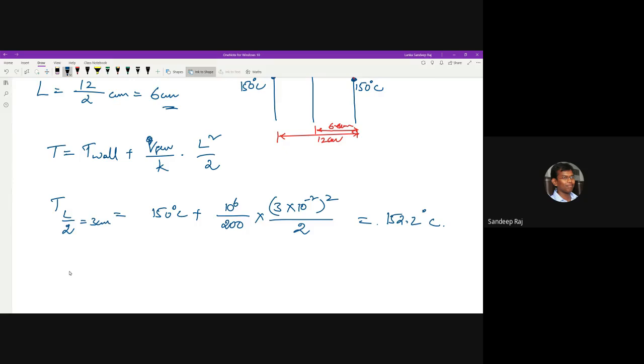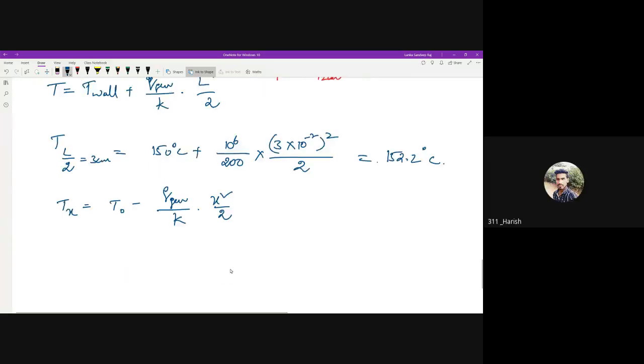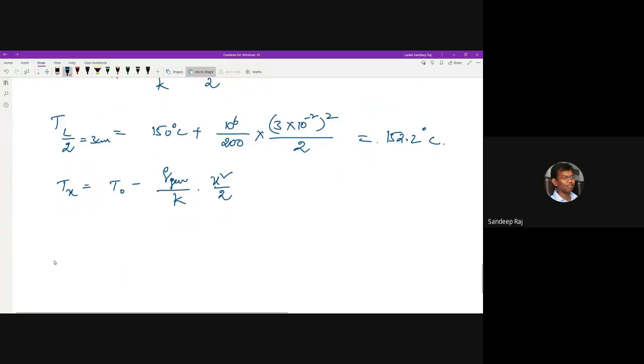So one thing, okay. If I have to find Tx, the formula will be T naught minus Qgen by K into x square by 2. So this is for finding Tx.